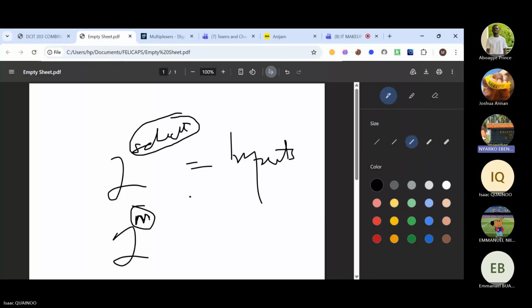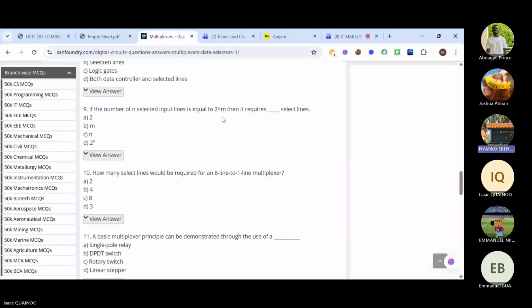Is it M or N? From the question? Yeah, the question is n. Yes, please. So that's 2 raised to the power n. Please, do we understand that?